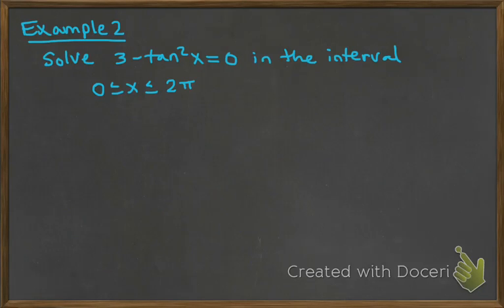So we go ahead and solve our function. I'm just going to rewrite it down here: 3 minus the tangent squared of x equals 0.